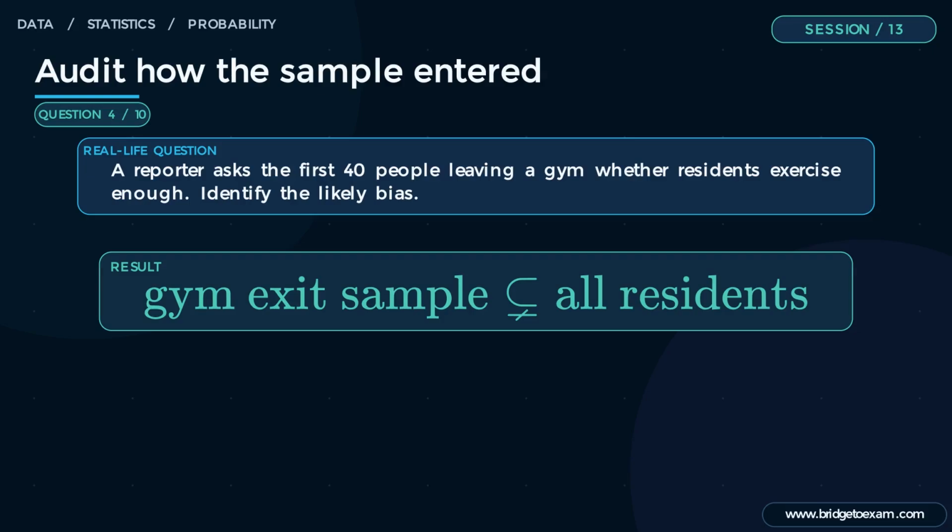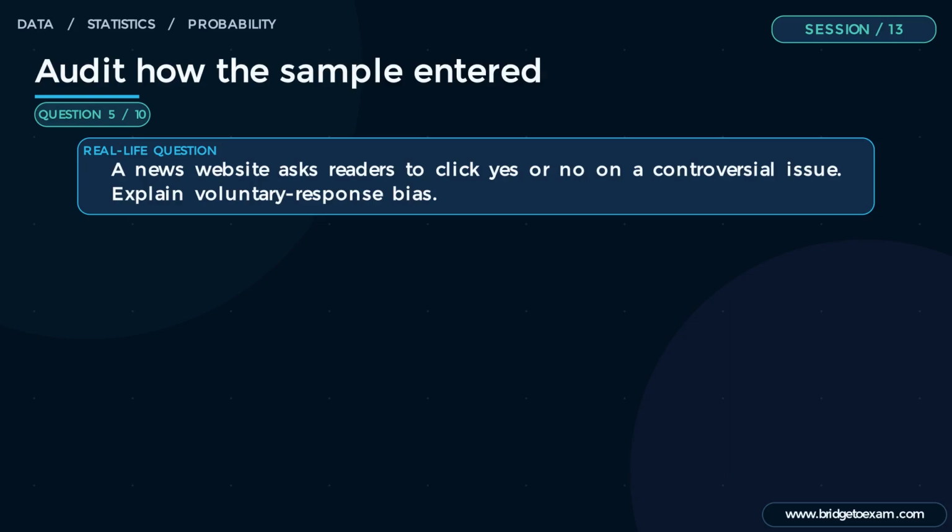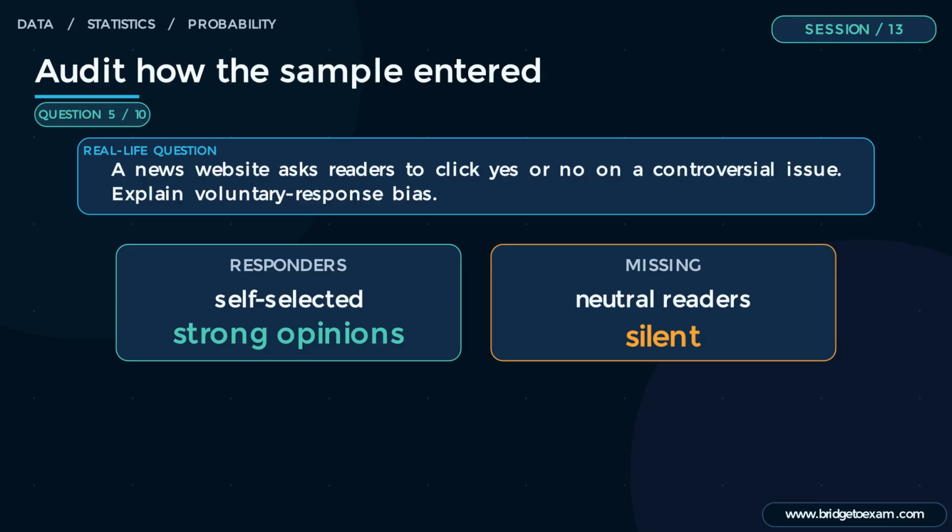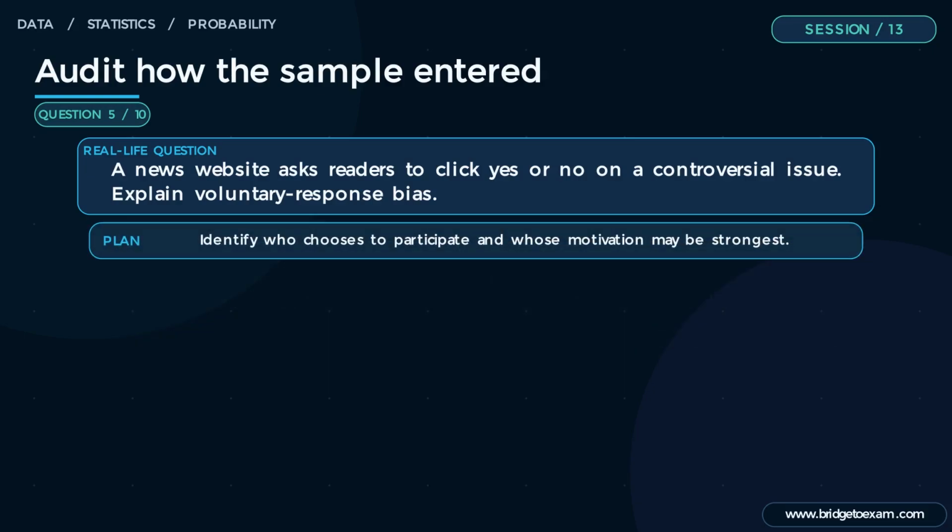Quick check. A larger sample at the same gym would not fix the undercoverage of non-gym users. This matters in real life because health policies need representative community data rather than responses from an unusually active location. Example 5. A news website asks readers to click yes or no on a controversial issue. Explain voluntary response bias. Plan. Identify who chooses to participate and whose motivation may be strongest.